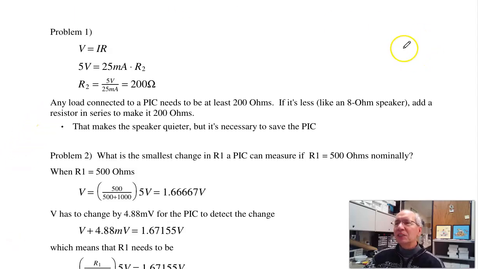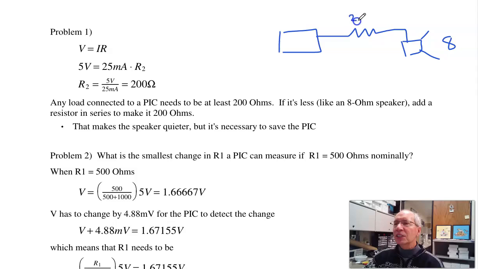Now what that means is if I have an 8 ohm speaker that I want to drive with the PIC processor, the PIC can't drive that directly. What I need to do is take something like a 200 ohm resistor, stick it in series, and now the PIC can drive the speaker. It's not going to be really loud, but you can hear it. If I want more power, I need a circuit like a transistor or an H-bridge. We'll talk about that later in the course.